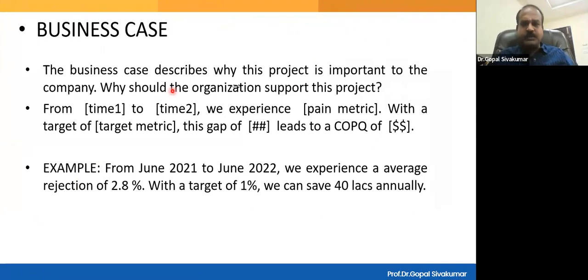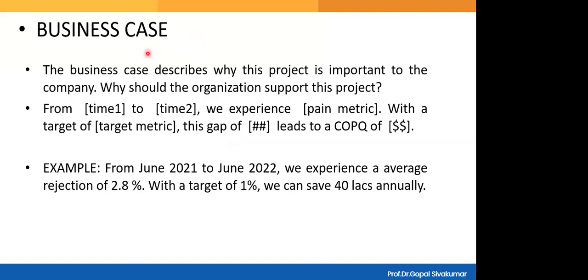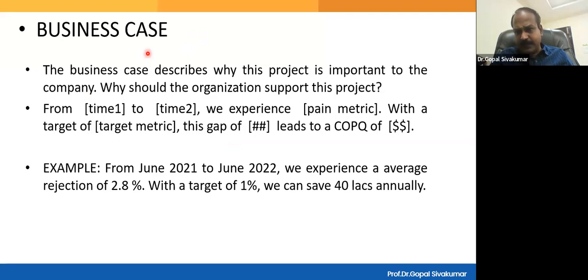So even these examples, whatever I'm showing here, might look inferior right now because we discussed in detail in the morning. Look at the business case here. Are you convinced with the business case? June 21 to 22, there is an average rejection of 2.8. However, with a target rejection of 1%, we can save 40% annually. What is this business case talking about? Is it talking about financial benefit, or is it talking about non-financial benefit? Financial benefit. Non-financial benefit can also be added, and a line explaining or confirming the strategic alignment can also be added, right? So that it will look really great.